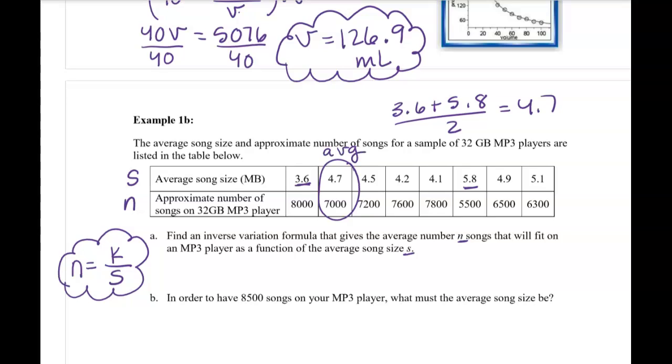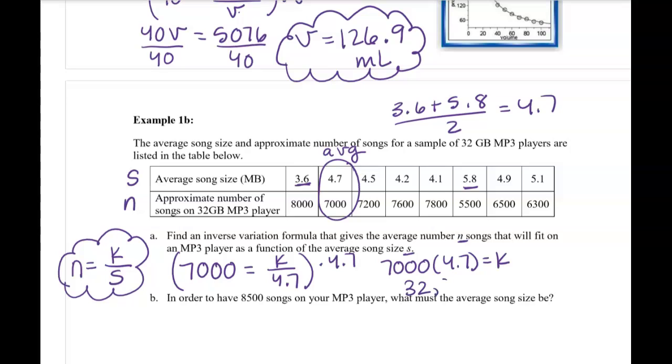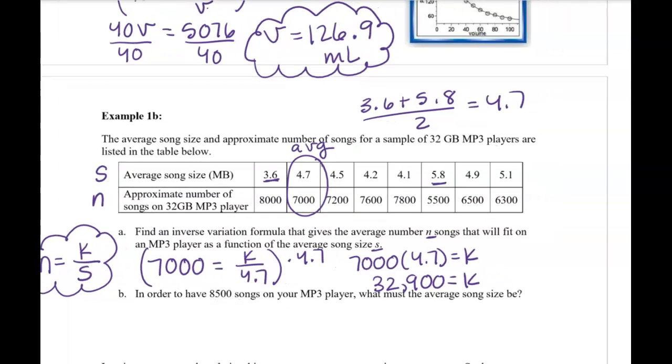So now N equals K over S, that means 7,000, using that average point we just found, will equal K over 4.7. Multiply both sides by 4.7, we have 7,000 times 4.7 is equal to K. 7,000 times 4.7 is 32,900. So then back to our general formula, we had N equals K over S. So now we have N equals 32,900 over S. So there's our formula.